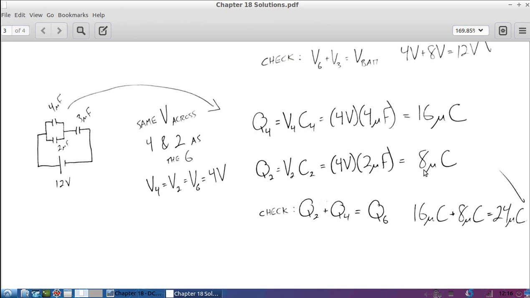So I'm going to check my work. I'm going to make sure that the sum of these two charges equals the total charge across my 6 microfarad capacitor. 16 plus 8 is 24. The rules match. I did everything correctly. Okay. So a simple start, right? 2 in parallel. When you collapse them, you have 2 in series. So this is a good example of using both of the rules for capacitors in series and capacitors in parallel.